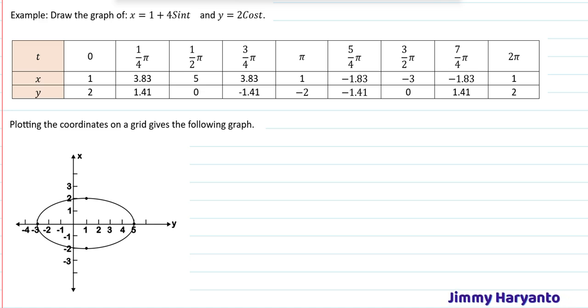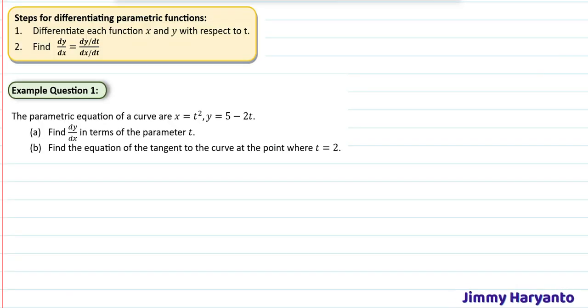So this is parametric form. That means in parametric form you will have three variables. Let's see how you differentiate this. The steps to differentiate a parametric function are to differentiate each of the functions, x and y, separately, and then find dy/dx using the formula dy/dt divided by dx/dt, because the dt will be eliminated later. You'll have dy/dx.